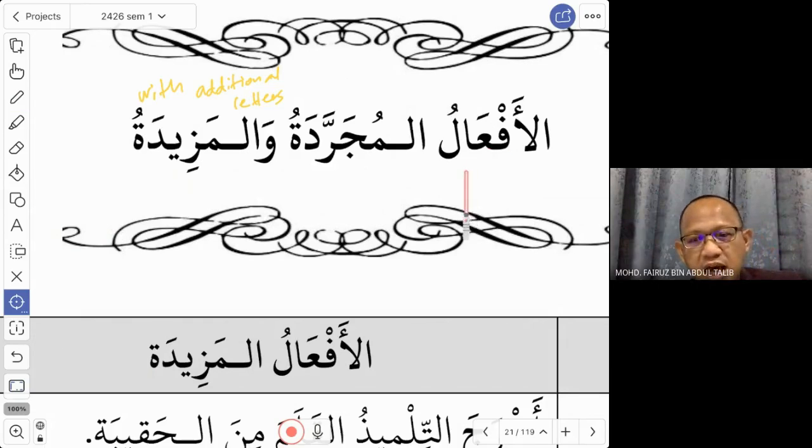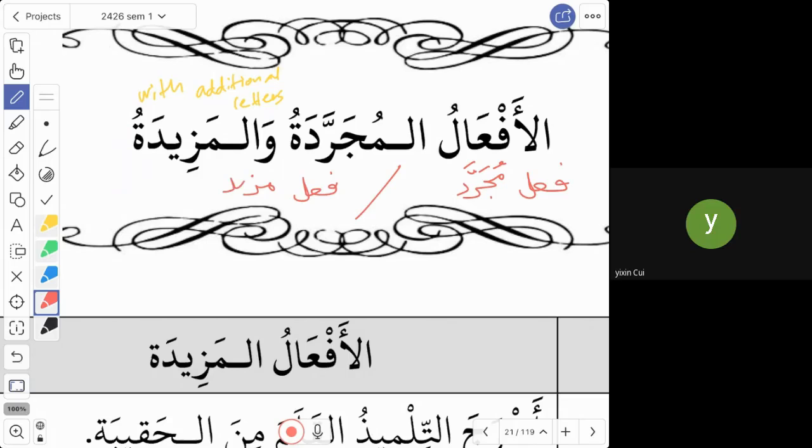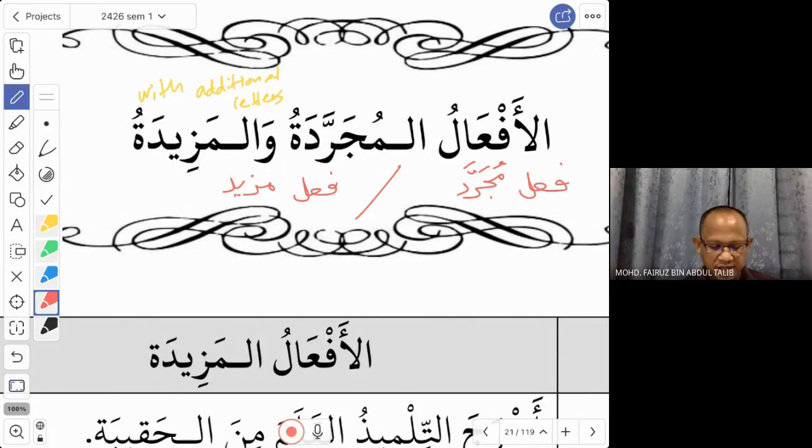When we say fi'al mazid, of course here they use it with a plural word, af'al, verbs. That is why here they add the ta, mujarrada and mazida. But if we refer to a single fi'al, we will just say fi'lun mujarrad. This is if we refer to a single fi'al. Fi'lun mujarrad, and another one is fi'lun mazid. Okay, so for the purpose of our lesson, we use the single word. We say fi'l mujarrad and fi'l mazid.